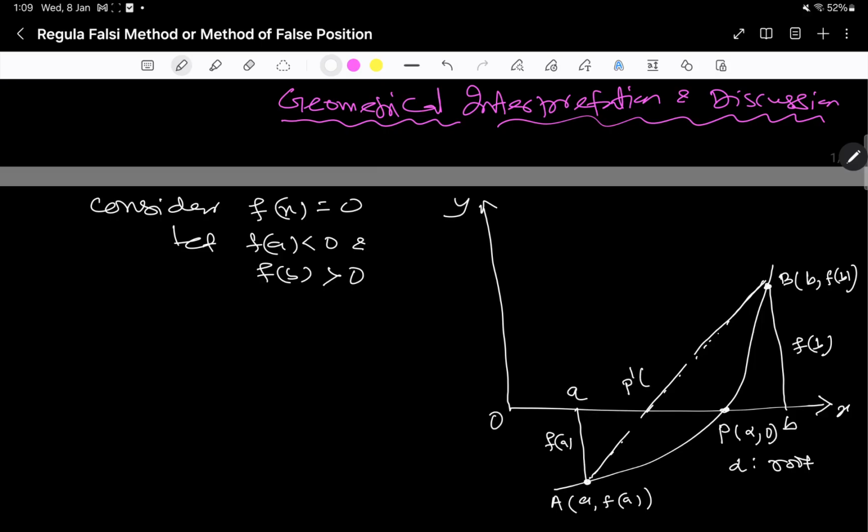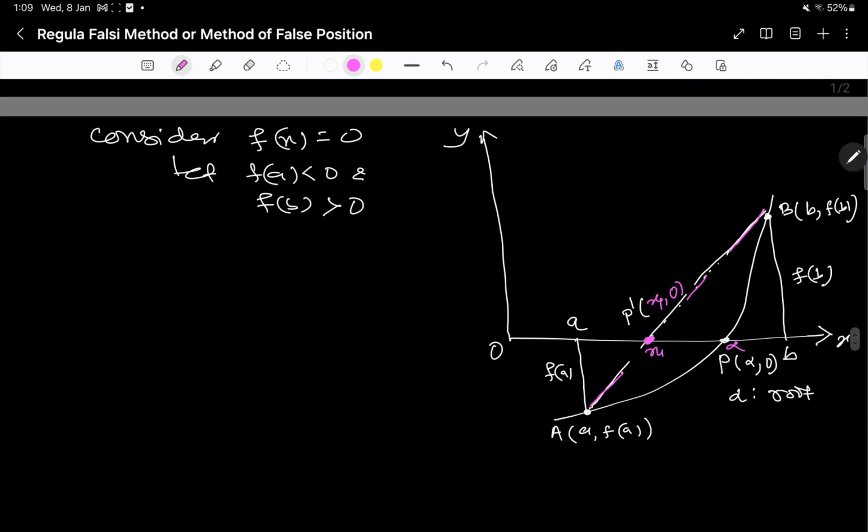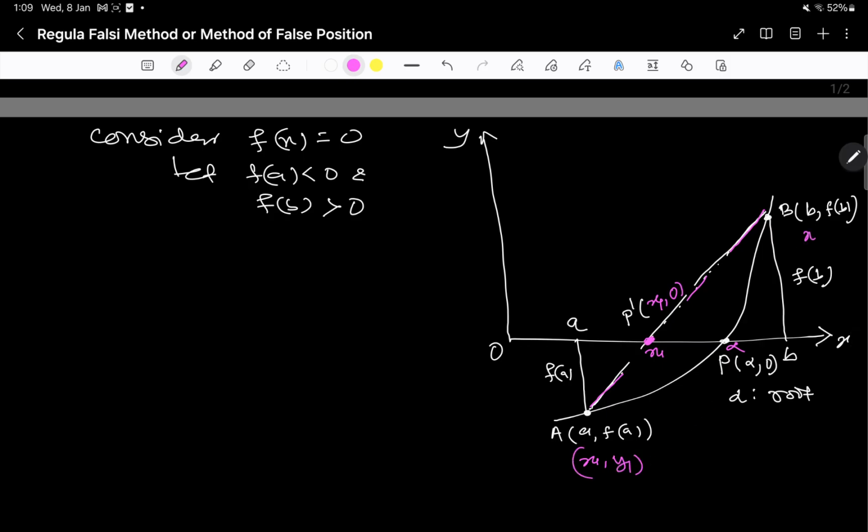Suppose this point P dash is (x1, 0). This point is my alpha, so x1 is an approximation to my alpha. Now coming to the equation of this chord, this is a straight line, so we find the equation of the line. Let this point be (x1, y1) and this point be (x2, y2).